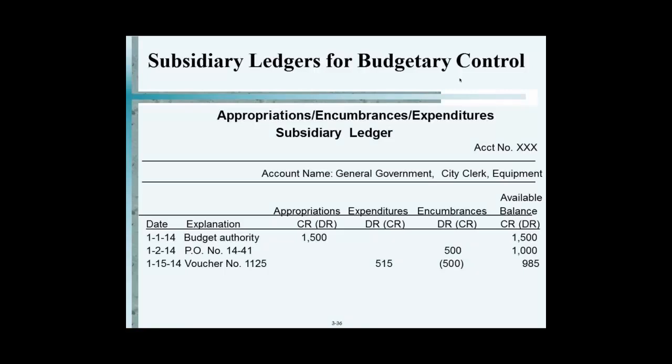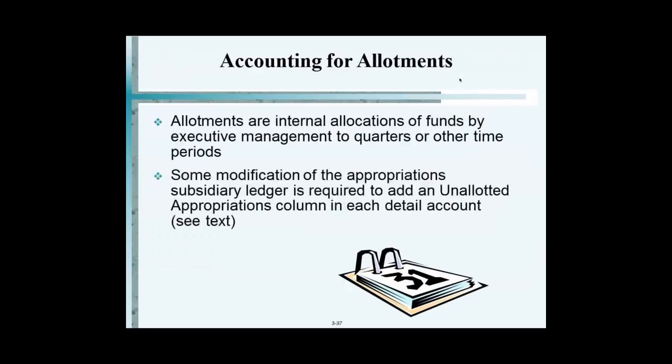This is reversed. 515 is not taken out to give you, because 515 minus 500 minus this number gives you 985. This is an example of a ledger. So these are the two journal entries that I want you to really, from this chapter, keep in mind. Allotments, read on your own.